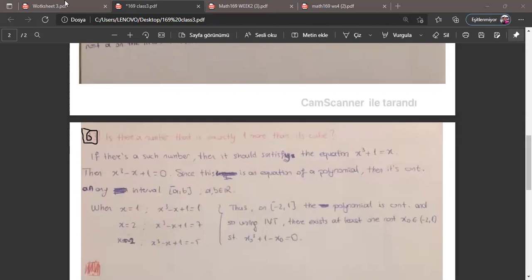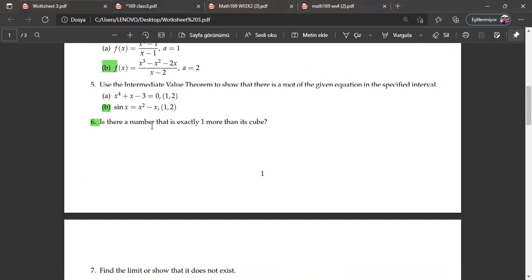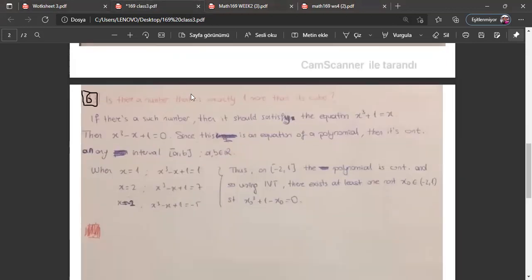All right. Now question 6. Is there a number that is exactly 1 more than its cube? First, we need to write this sentence as an equation. Then we will try to apply the intermediate value theorem. If there is a number that is exactly 1 more than its cube, then it should satisfy this equation, right? So x cubed plus 1 should be equal to itself. It's 1 more than its cube. Now we have this equation, exactly the same thing.